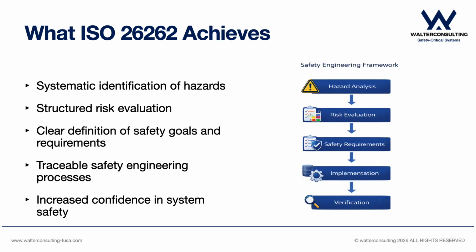ISO 26262 provides a structured framework for managing functional safety in automotive systems. It ensures that hazards are systematically identified and analyzed. It supports structured risk evaluation and clear decision-making. Safety goals and safety requirements are defined in a traceable way. And verification activities provide evidence that the system meets its safety objectives. This structured approach helps organizations develop complex automotive systems with a higher level of confidence in their safety.